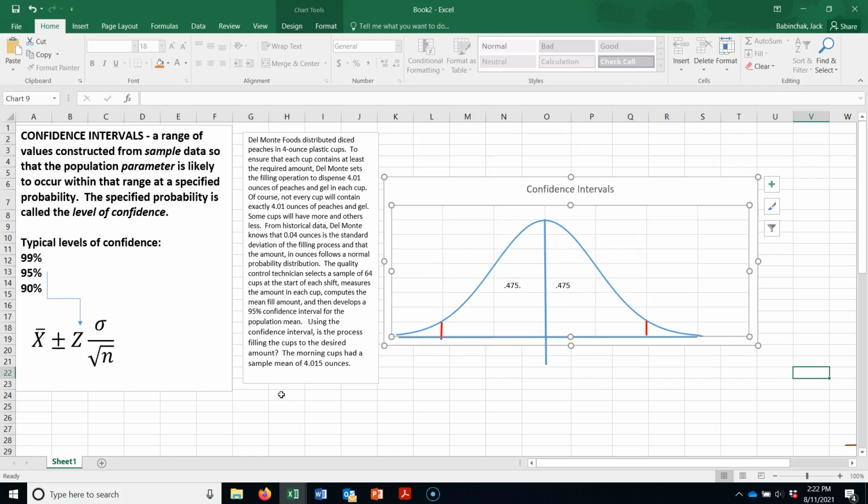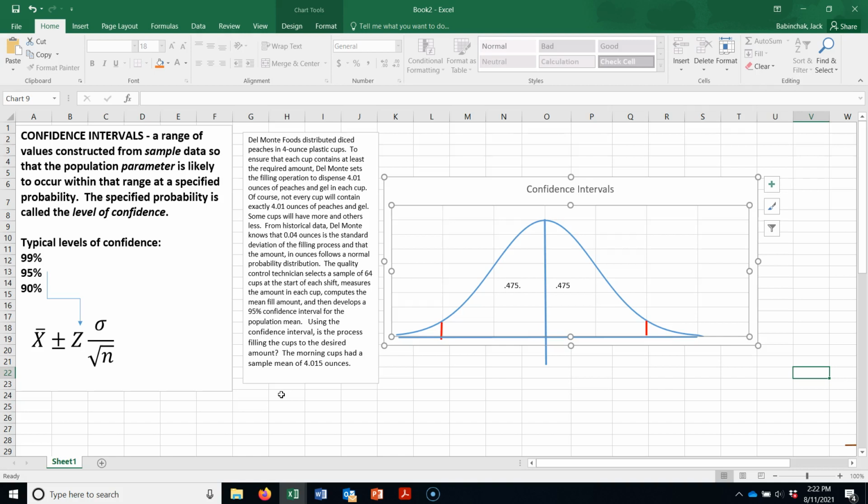They're trying not to give the customer less. So they're going to fill it a little bit more. They're not going to fill it a crazy amount because they don't want to waste product and spend a lot of money. So they're going to set the filling stations at 4.01 ounces of peaches and gel. Of course, not every cup will contain exactly 4.01 ounces. That's why we have quality departments. Some cups will have more, others will have less.